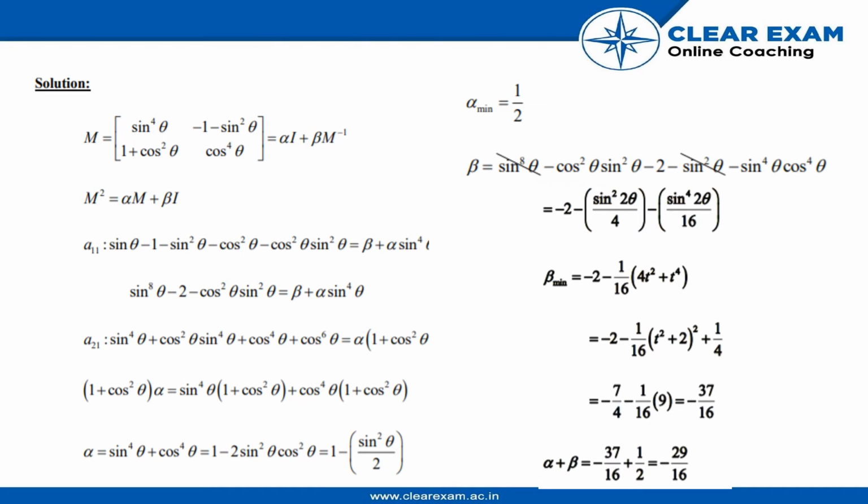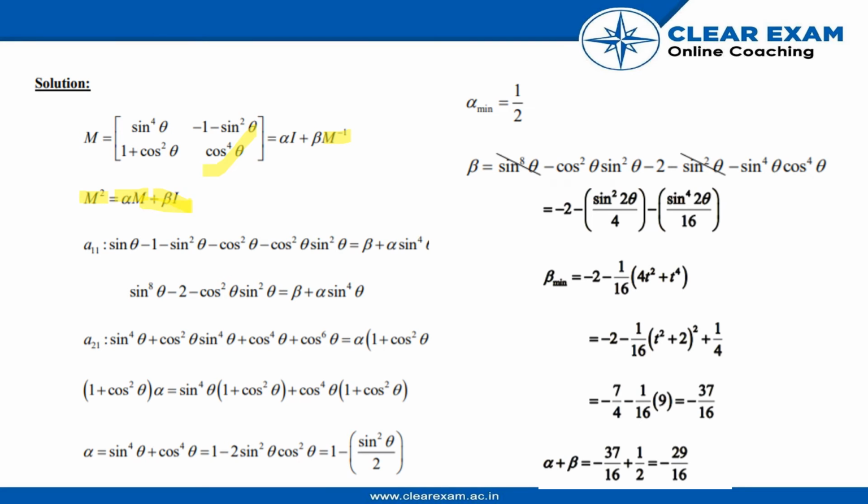So this condition we have been given in the question: M² = αM + βI. What we have done is, if you multiply M on both sides, it becomes M², and I into M becomes αM, and M into M inverse becomes I, so it became βI. Now simply substitute the value of matrix M in this equation.